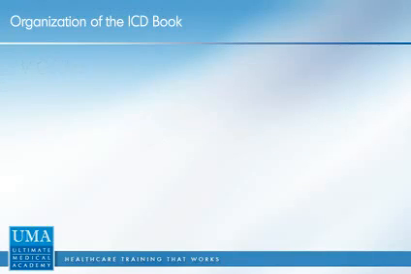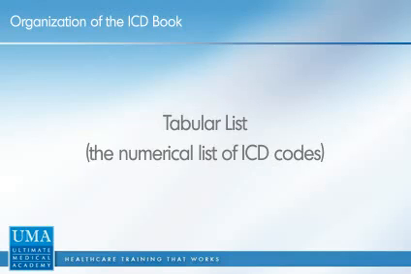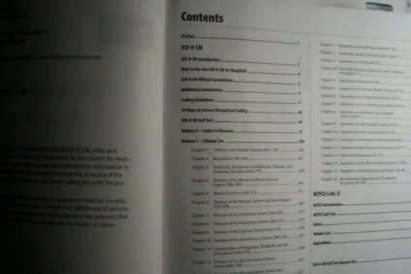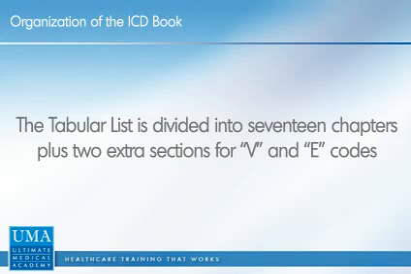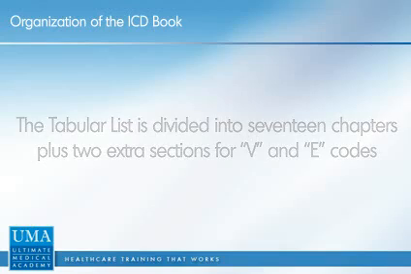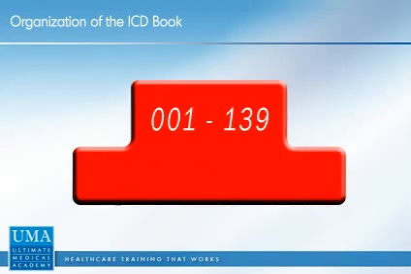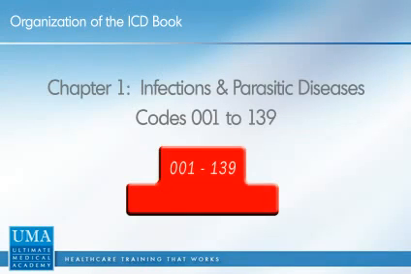Now let's place the tabs in the tabular list, the numerical list of ICD codes. If you turn to the table of contents near the front of your book and look at the information for Volume 1 of the ICD book, you will see that the tabular list is divided into 17 chapters plus 2 extra sections for V and E codes. Place a tab showing the code number range for each of the following at the beginning of each section in the tabular list. For instance, Chapter 1, Infectious and Parasitic Diseases, codes 001 to 139.